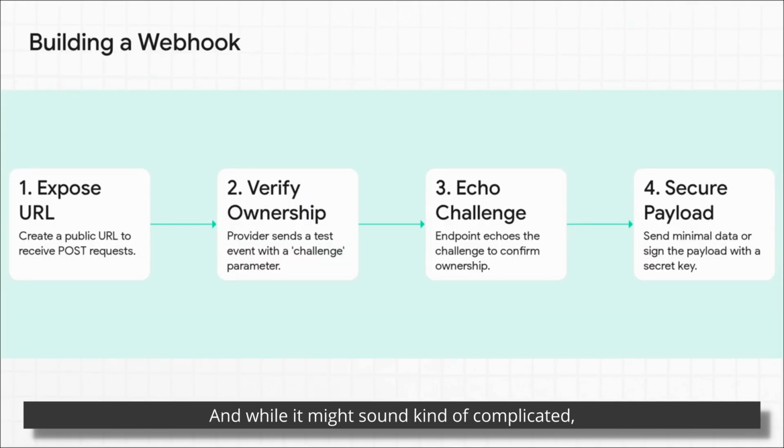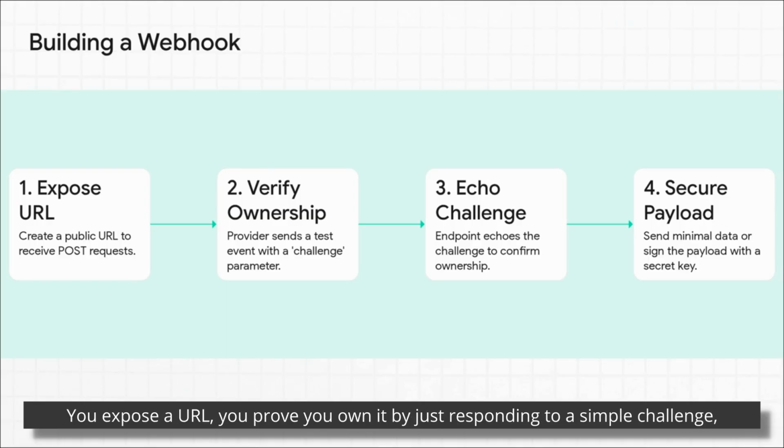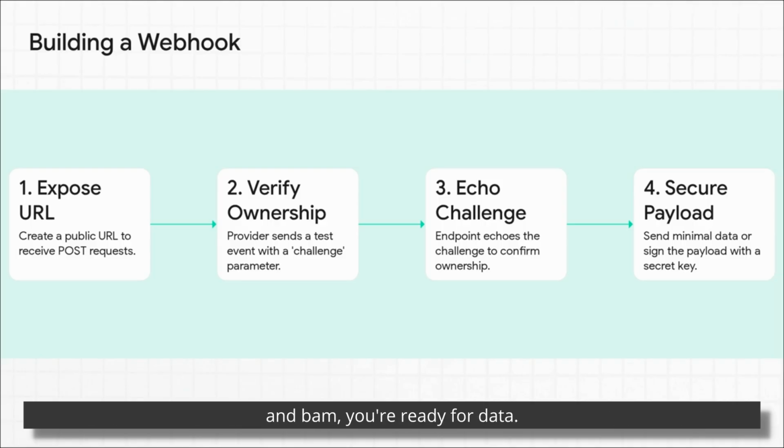And while it might sound kind of complicated, the actual process for receiving a webhook is pretty straightforward. You expose a URL, you prove you own it by just responding to a simple challenge, and bam, you're ready for data. But, and this is a big but, from there the crucial part is security. You never, ever blindly trust incoming data. Best practice is to either send a minimal notification and then use a secure API to get the full details, or you mathematically sign the entire payload with a secret key so your receiver can prove it's the real deal.